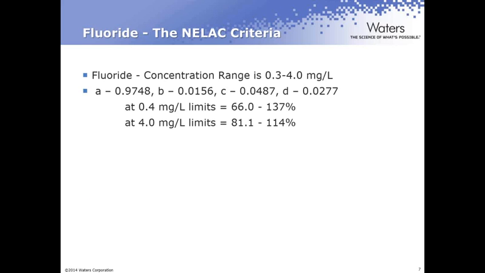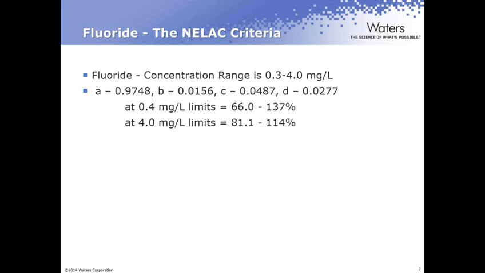So if we take a look at our ABCD factor, our regression equation, we look at what the limits would be if the sample was made at the absolute low end of the range of 0.4 milligrams per liter. So our limits would be 66 to 137%. If we make it at the absolute upper end of the range, or 4 milligrams per liter, our acceptance limits would be 81.1 to 114%.